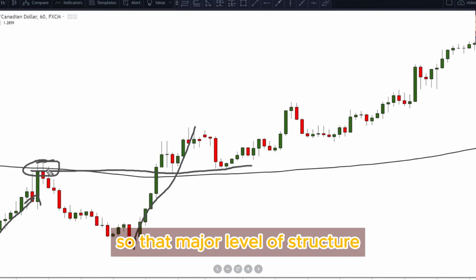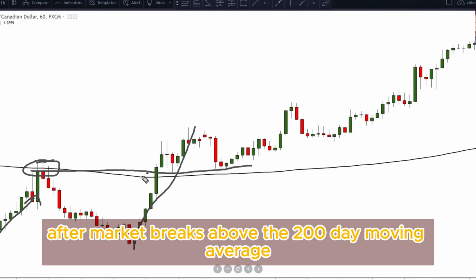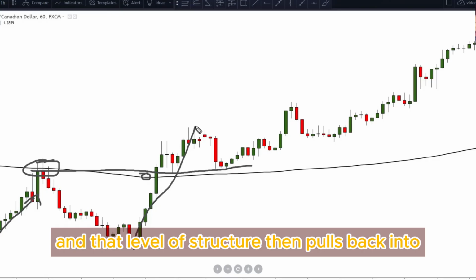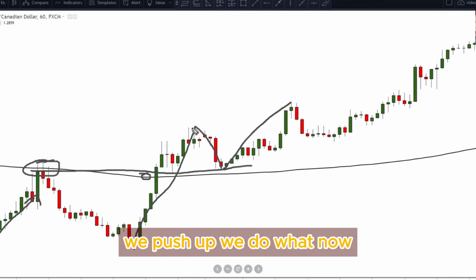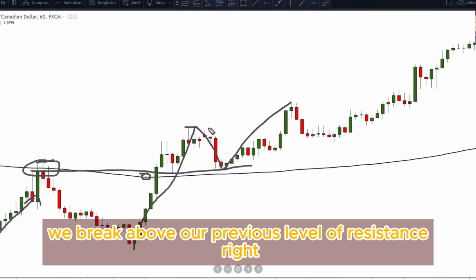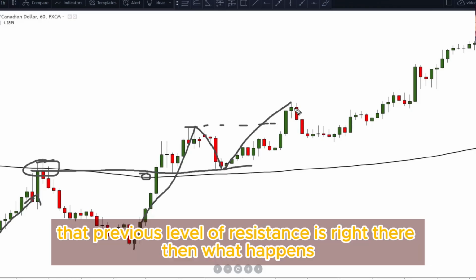So that major level of structure, after the market breaks above the 200-day moving average and that level of structure, then pulls back into it, would be a great place to look for some buying opportunities. We get those buying opportunities, we push up, we do what now? We break above our previous level of resistance, right? That previous level of resistance is right there.